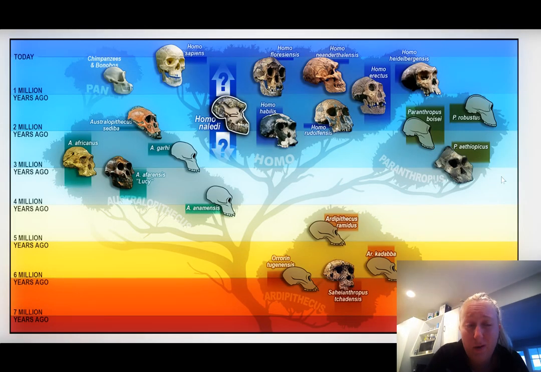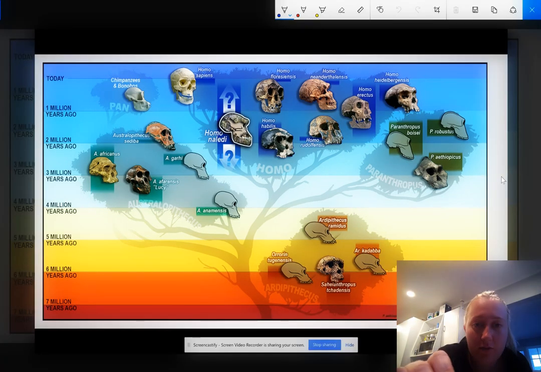This is kind of what it looks like. And remember, we're always adding different things in, especially here. We've got Naledi, who is a very new one to the tree that's been added. They've been added to the Homo family.